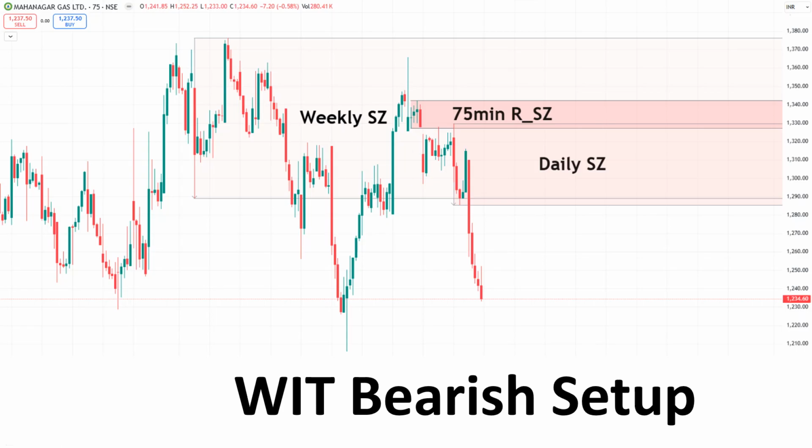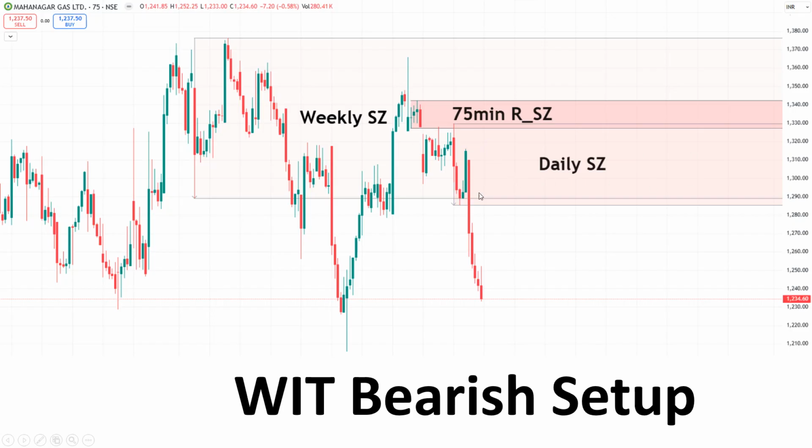There are multiple reasons. One reason, this 75-minute zone is a fine-tuned zone inside the weekly supply zone. What is a fine-tuned zone? Inside a weekly supply zone, you have a daily supply zone. Inside a daily supply zone, you have a 75-minute supply zone. Inside means it is not exactly in the middle.